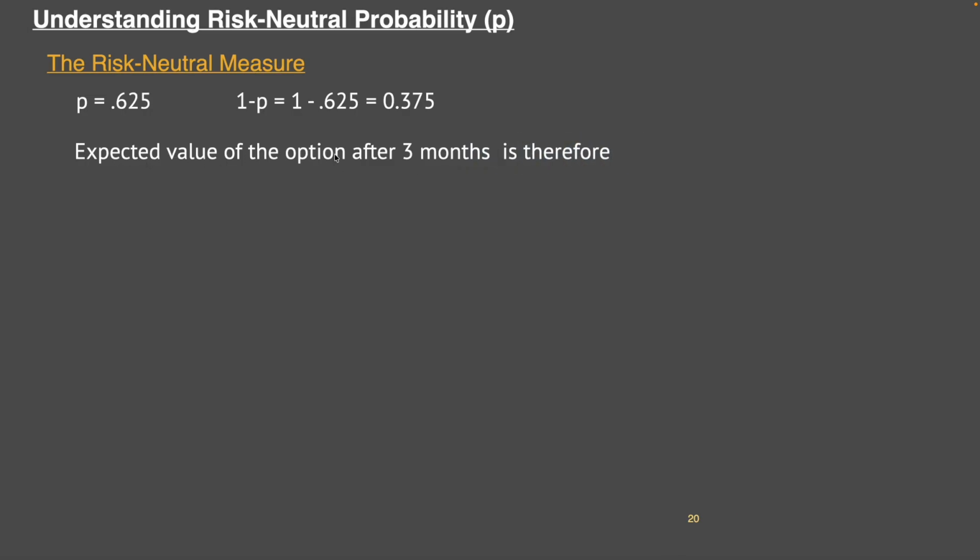So the expected value of the option after 3 months will be what? 0.625 into 40 plus 0.375 into 0, which will be equal to 25. So we should be wondering, where did we get this 40 and 0? So the option payoff S0U at the first step of the iteration will be nothing but maximum of S0U minus K. What is K? K is the strike price, which was 510 rupees.